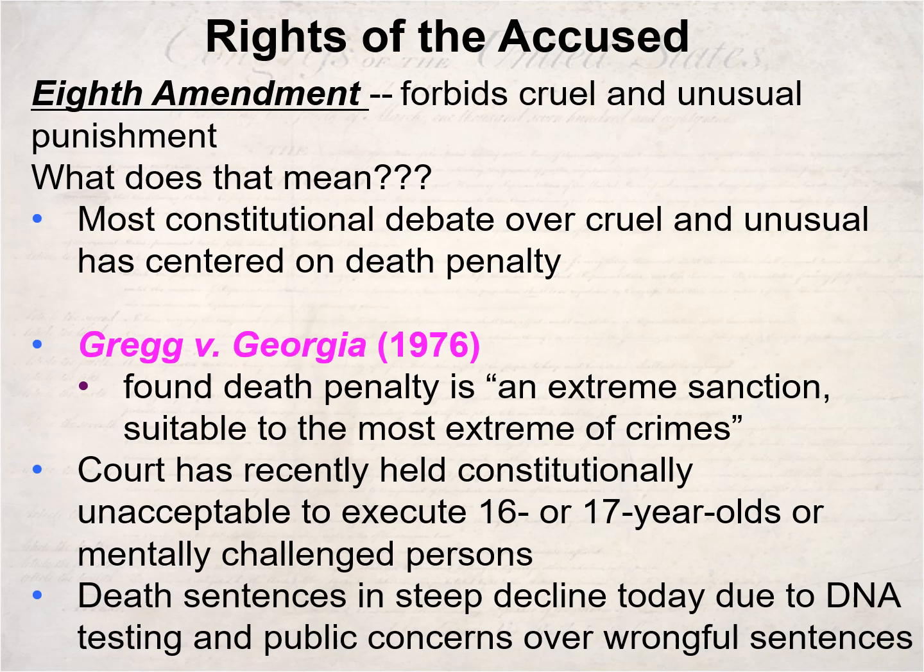More recently, and I know you probably know this if you read Just Mercy, the court has ruled against the death penalty for 16 and 17-year-olds, or for those who are found to be mentally incompetent or challenged. But it really is in kind of a steep decline today because of more DNA testing and public concerns over wrongful sentences, like that horrible Netflix show.